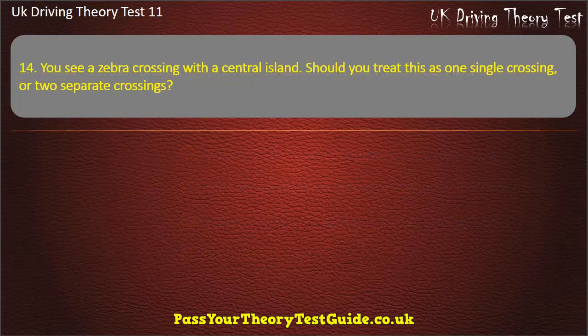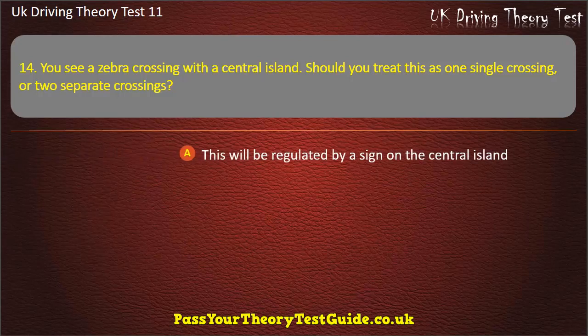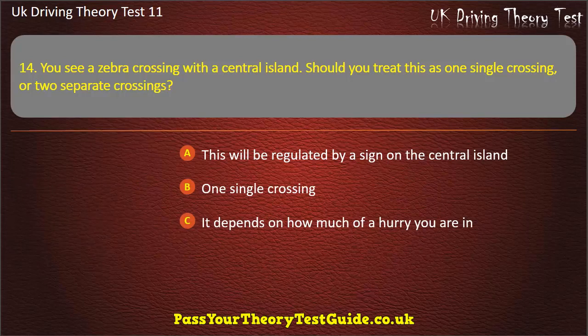Question 14. You see a zebra crossing with a central island. Should you treat this as one single crossing, or two separate crossings? This will be regulated by a sign on the central island. One single crossing. It depends on how much of a hurry you are in. Two separate crossings. Answer. Two separate crossings.